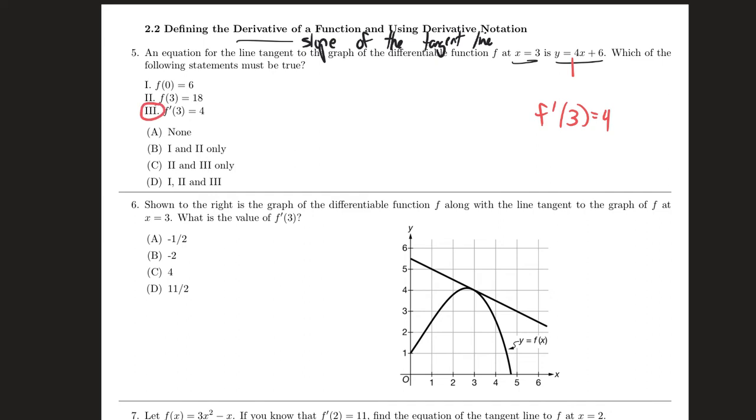The other ones have to do with the original function. So let's start with 2 first. The tangent line at 3 touches the graph at 3. So at 3, I should be able to plug that into my value or my equation.